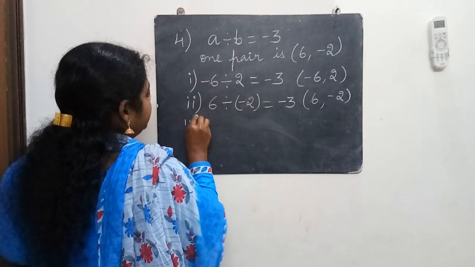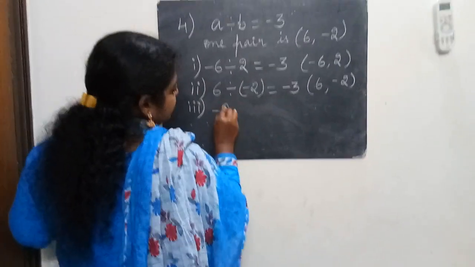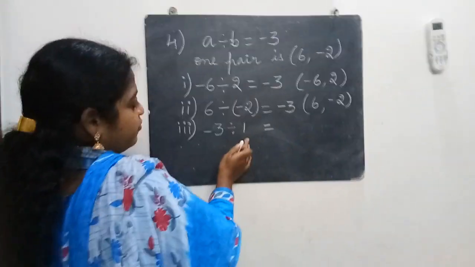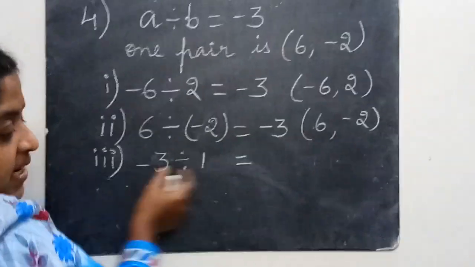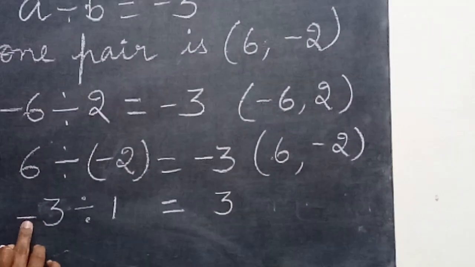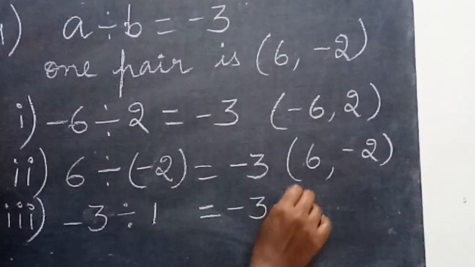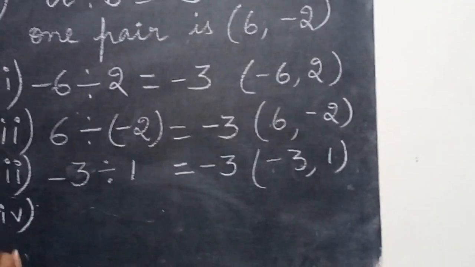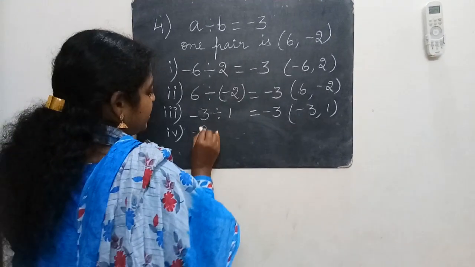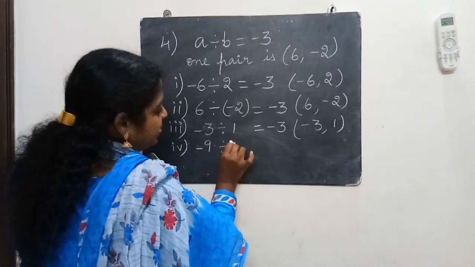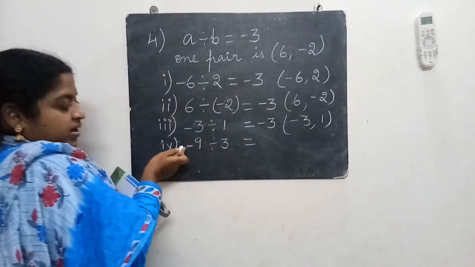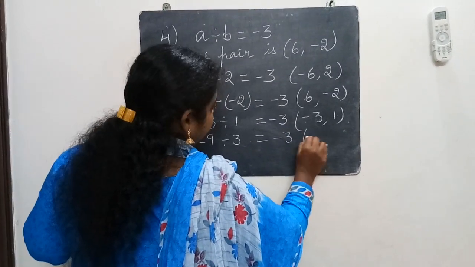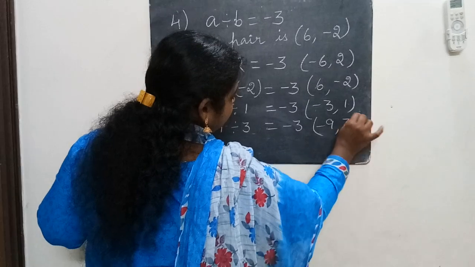Like that, the third one: minus 3 divided by 1 is equal to. In the 1 table, where will you get 3? 1 3s are 3 and the symbol is minus. Minus into plus, here it is minus. And the pair is minus 3 comma 1. The fourth one is minus 9 divided by 3. In the 3 table, where will you get 9? 3 3s are 9. So the pair is minus 9 comma 3.